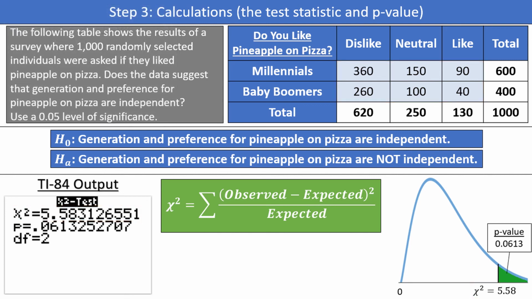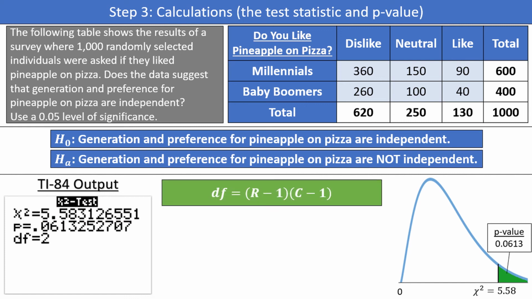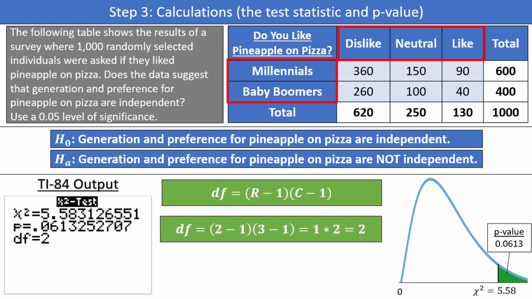The degrees of freedom are a little bit easier to calculate. They are just r minus 1 times c minus 1, where r is the number of rows in the table and c is the number of columns in the table, not including the total rows and columns. For us, there were 2 rows and 3 columns. So 2 minus 1 times 3 minus 1 is 1 times 2, which is 2. That's how the calculator got the 2 degrees of freedom.